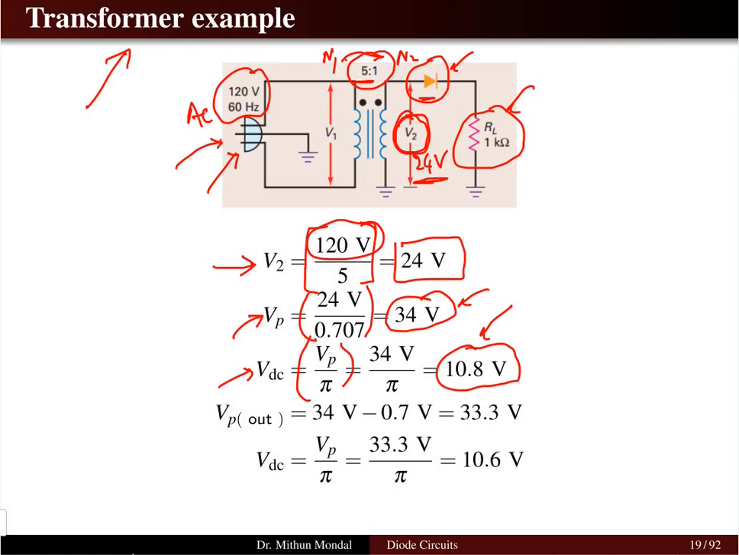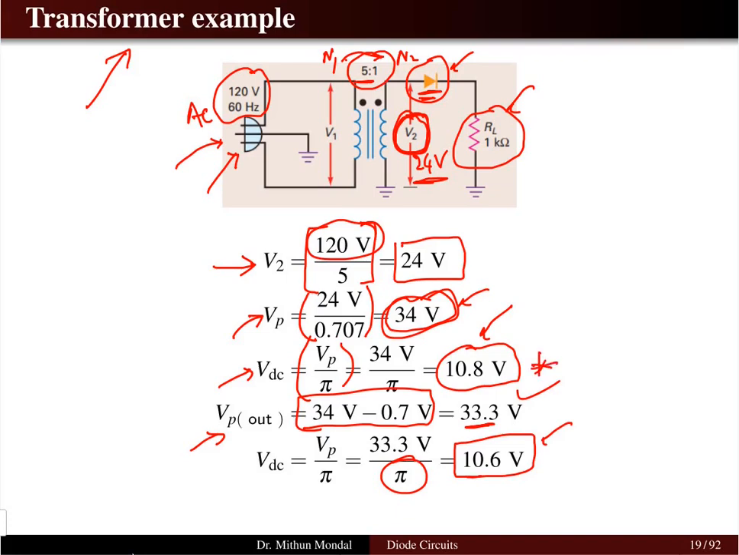If you want the practical diode, the output voltage we get is 34 volt, the V2 maximum, minus the threshold level of the diode, which is 0.7 volt. So we have 33.3 volt, and we divide this by pi to get the actual DC voltage, which here is 10.6 volt. So there is a little difference between the ideal diode and the practical diode: for the ideal diode we have 10.8 volt, but for the practical diode we have 10.6 volt.